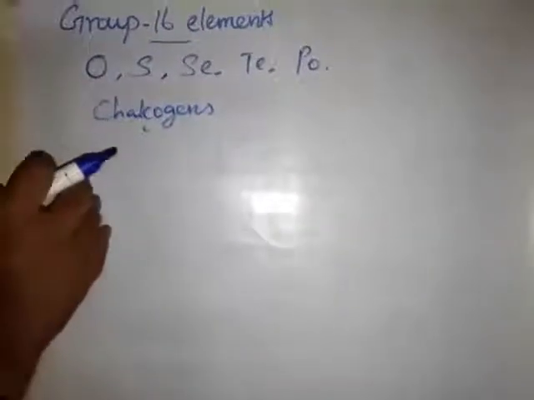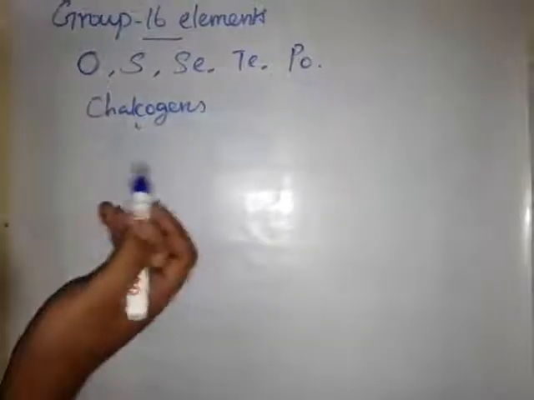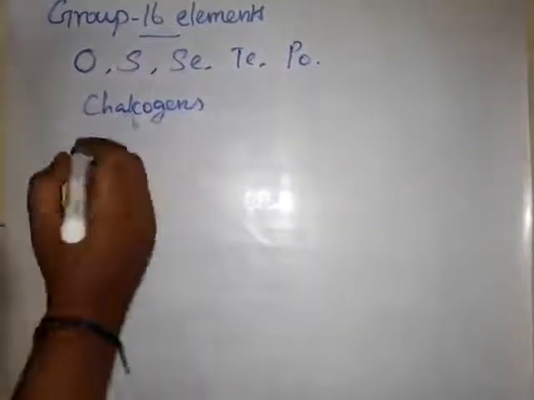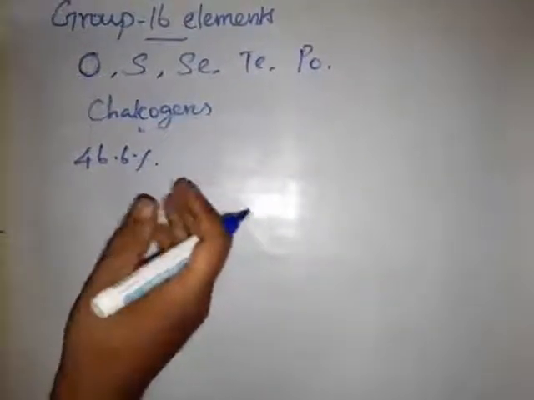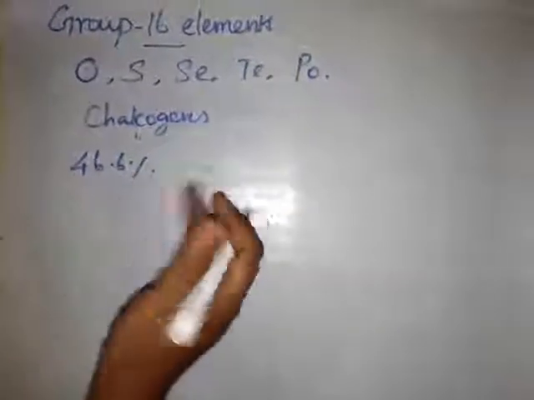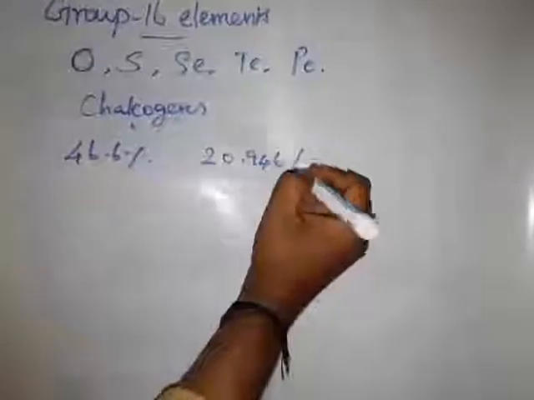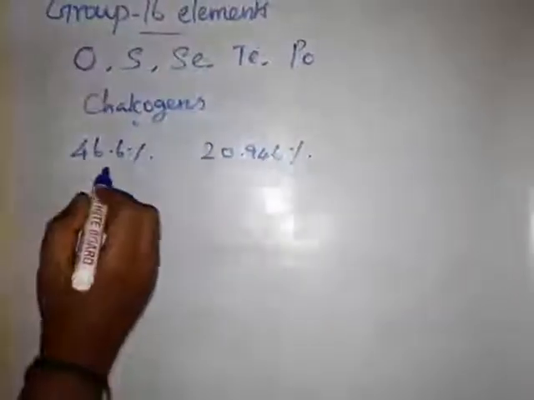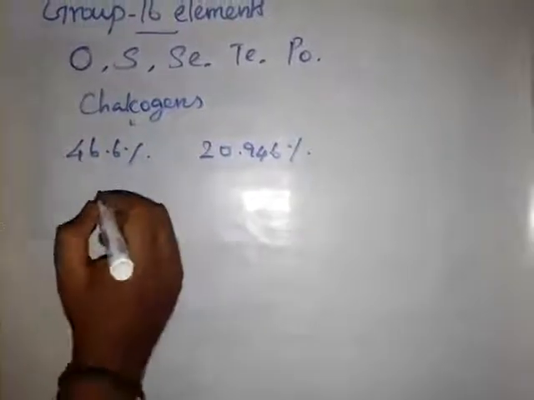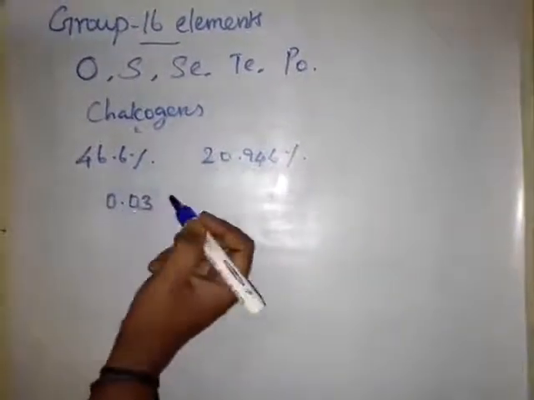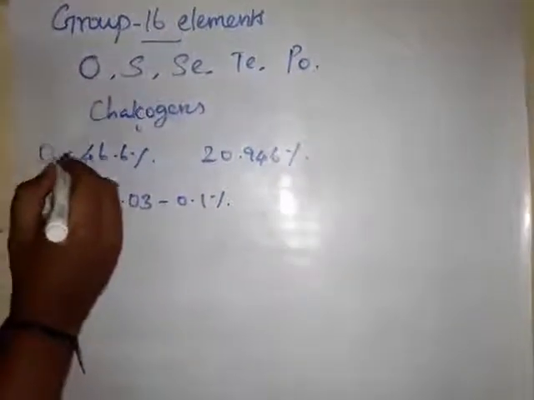Here, the occurrence of these group 16 elements. Oxygen forms about 46.6 percent by mass of the earth's crust. Dry air contains 20.946% oxygen by volume. This is by mass, this is by volume. The abundance of sulfur is 0.03 to 0.1%. This is oxygen, this is sulfur.